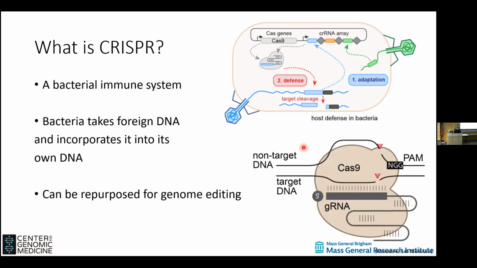The PAM is basically a motif that this Cas9 protein will look for within DNA. And so it's 3 to 4 nucleotides long. In this case of wild type, it's an NGG. And this provides a stopping point for the Cas9 to then unwind DNA and check for how complementary it is to a given guide.